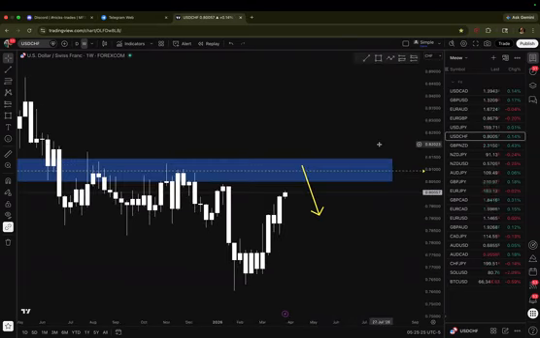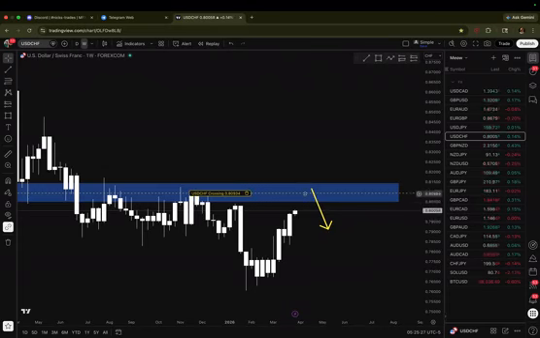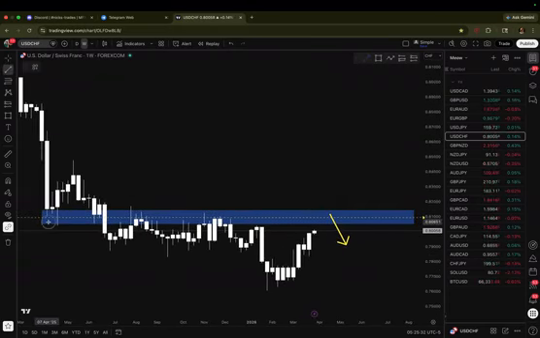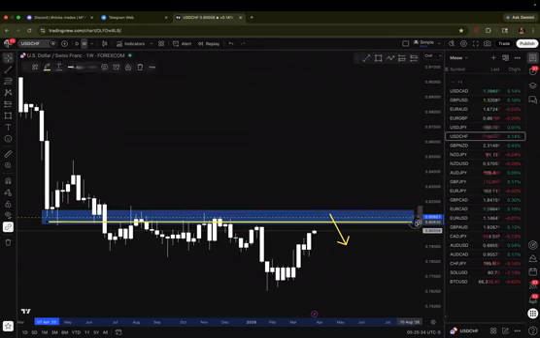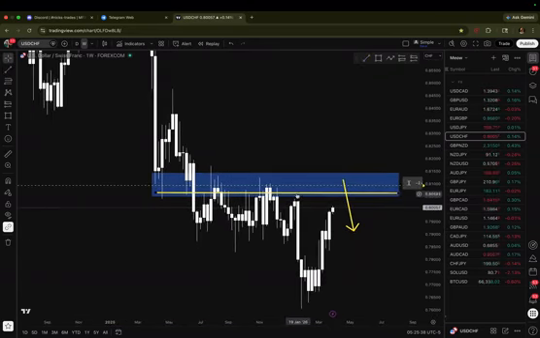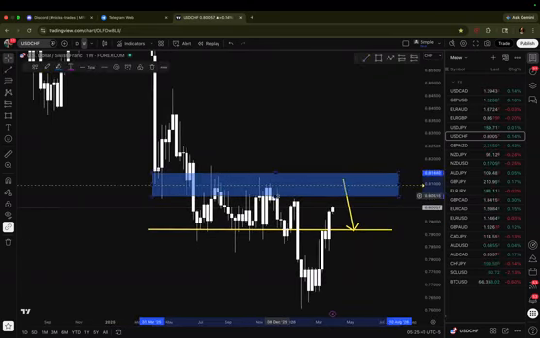USD CHF is the same setup as USD JPY. Basically, I'm just waiting for price to get into this resistance zone along the highs. You'll notice how I didn't put my alert here towards the bottom of the zone, right? So I didn't put my alert there at the bottom. I've got this little blue zone marked up, and all I've done is basically how I construct the zones.